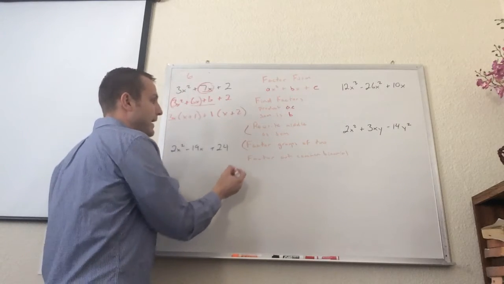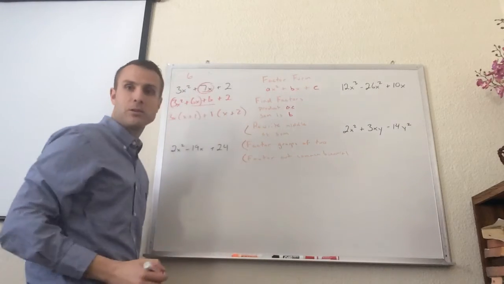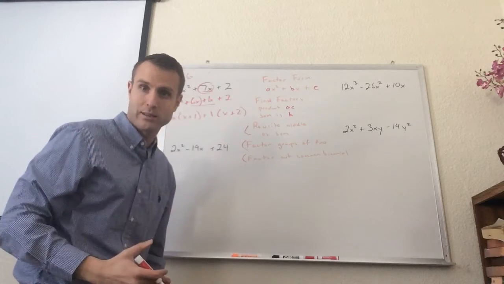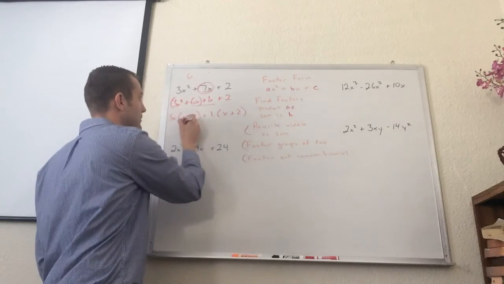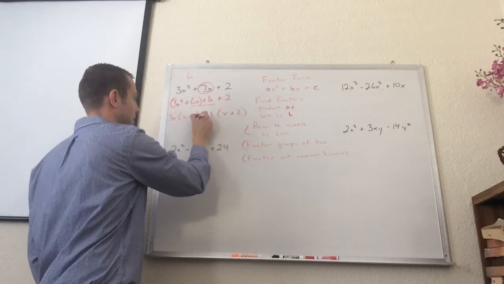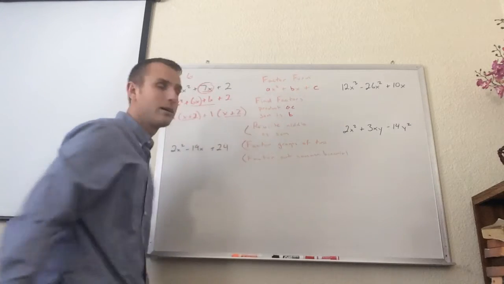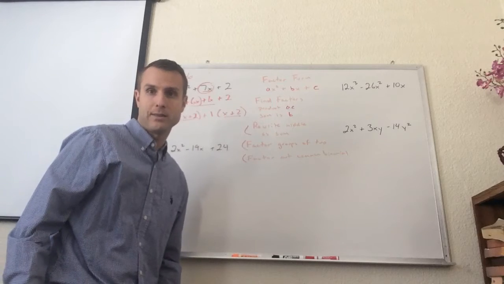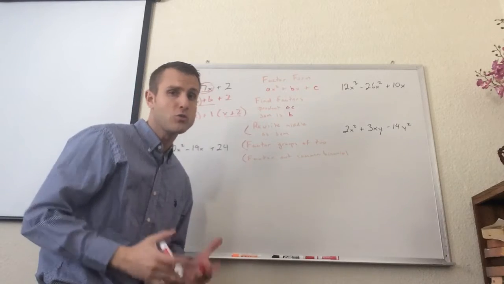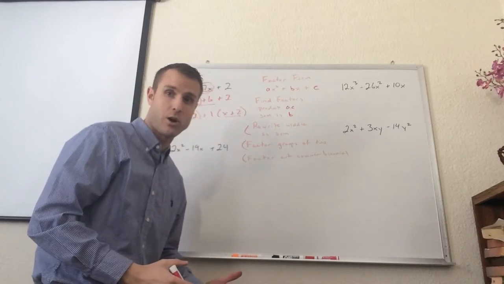The last step now is factor out common binomials. If you did it correctly, you should have the same two binomials in parentheses. If you don't, you did it wrong. Go back and check your work.